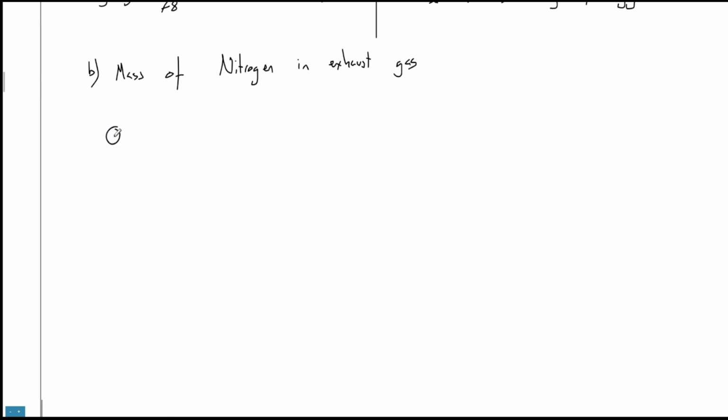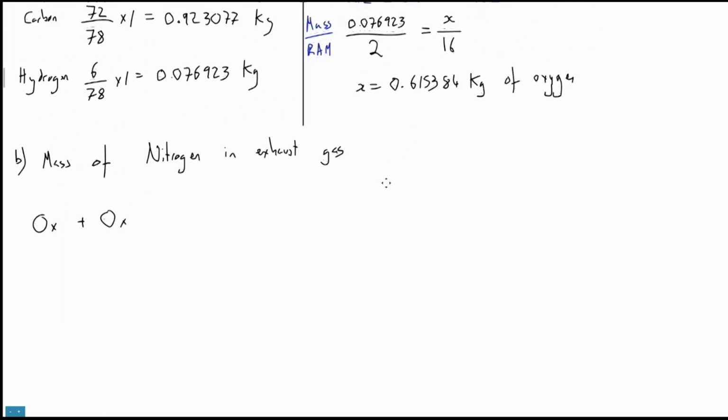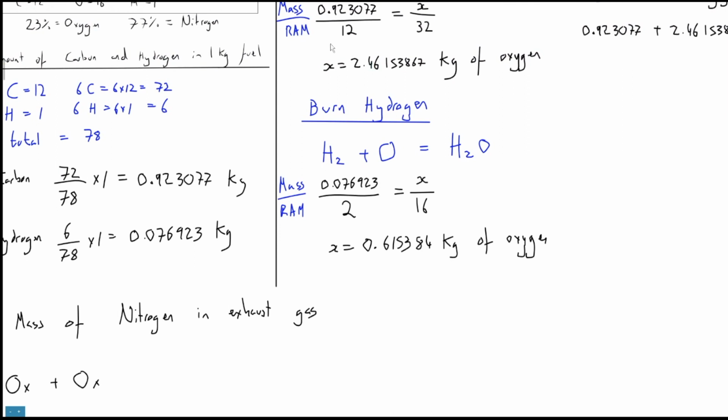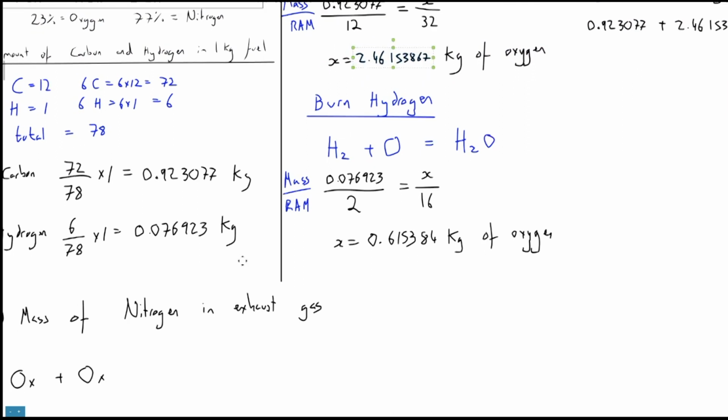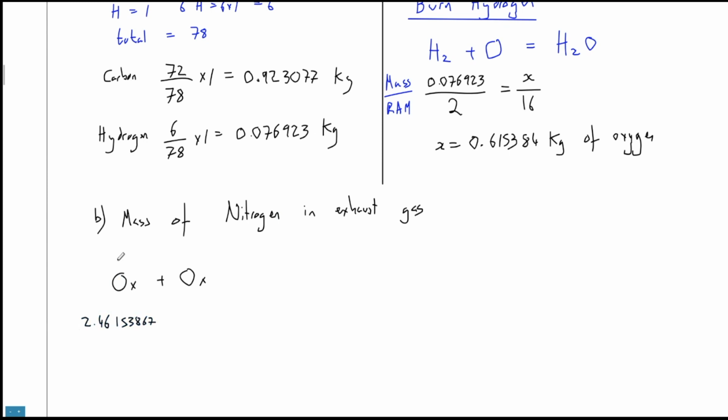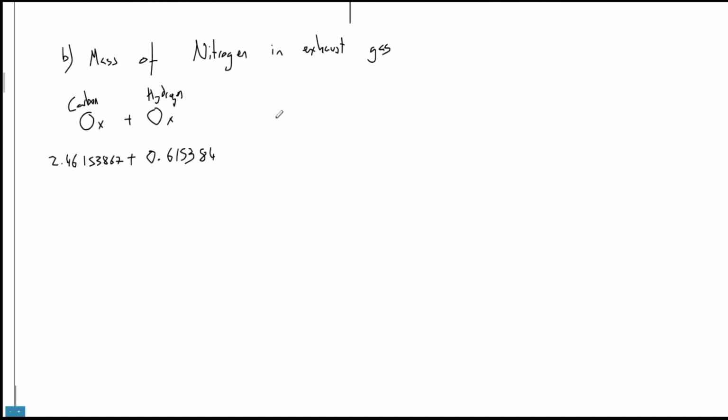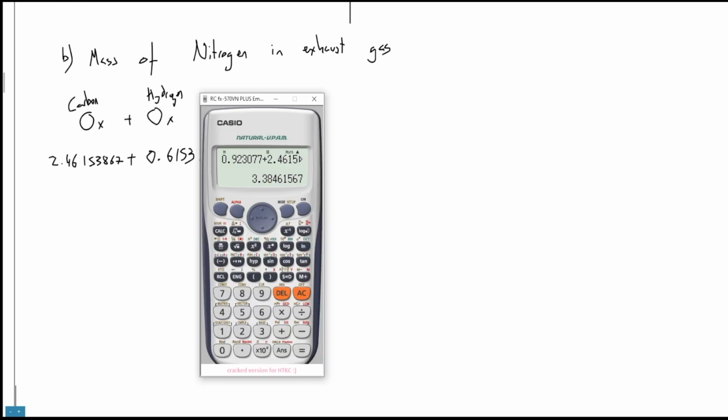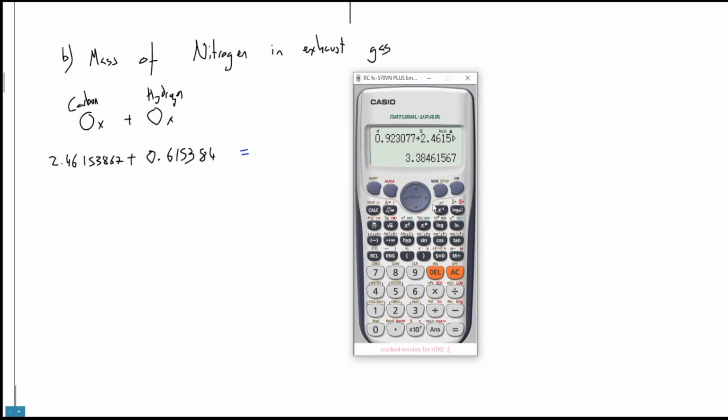So we take the oxygen required for the carbon, we take the oxygen required for the hydrogen, and we add them together. Let's grab those numbers. We got them up here. Here's the mass of oxygen for the carbon. We'll write carbon on top of that. And then the hydrogen one is this one right here. That's really good. Mass of nitrogen in exhaust gas. Yes. Okay, we add these together. We get the total amount of oxygen required. So let's add them up.